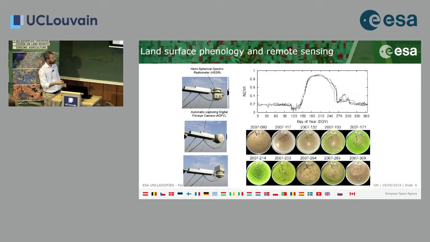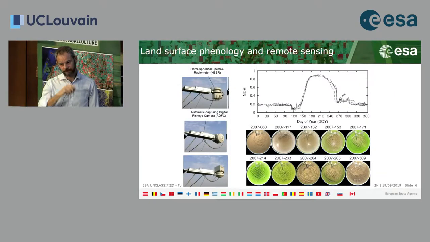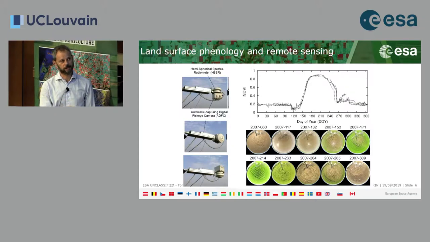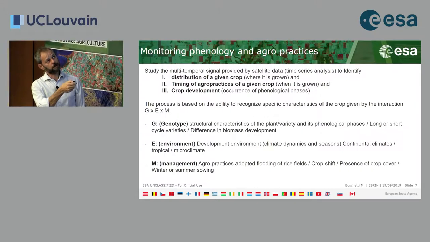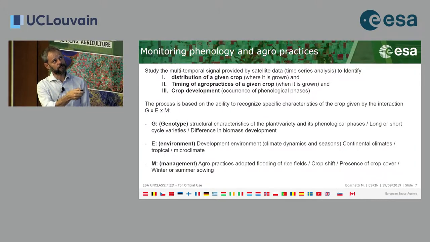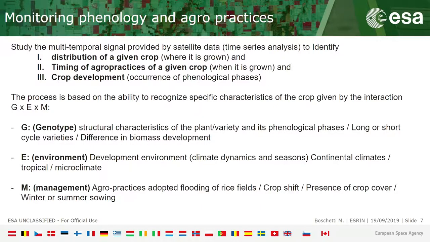morphological aspects. Since the 90s, it has been possible to see that the temporal information from remote sensing acquisition is diagnostic to provide us information about the development and physiological stages. So we wanted to use this temporal information to detect the distribution of a given crop. A lot of you work on crop mapping, and the main contribution is the temporal information. But it is also a way to reconstruct the agropractice: when I sow, not just which crop it is, and of course the development.